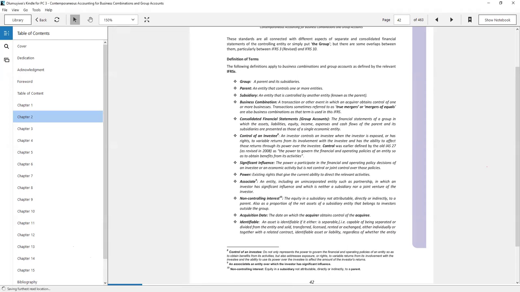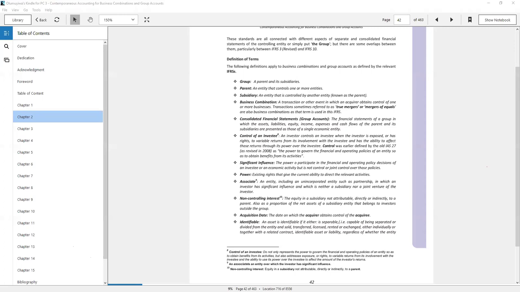Significant influence. The power to participate in the financial and operating policy decision of an investee or an economic activity, but is not control or joint control over those policies. Power. Existing rights that give the current ability to direct the relevant activities. Associate. An entity, including an unincorporated entity such as a partnership, in which an investor has significant influence, and which is neither a subsidiary nor a joint venture of the investor.